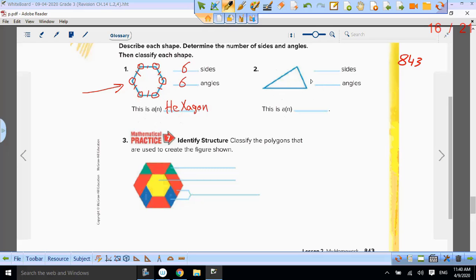Okay, this polygon has 3 sides, has 3 angles. So it is what? Yes, it's a triangle. Classify the polygons that are used to create the figure shown. This polygon is called what? Yes, it has 3 sides, so it's a triangle. Okay, this one has how many sides? Has 6 sides, so it is what? Yes, it is a hexagon.